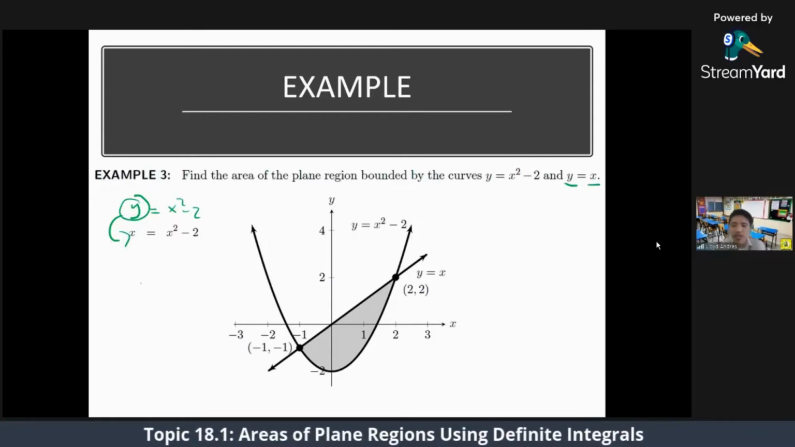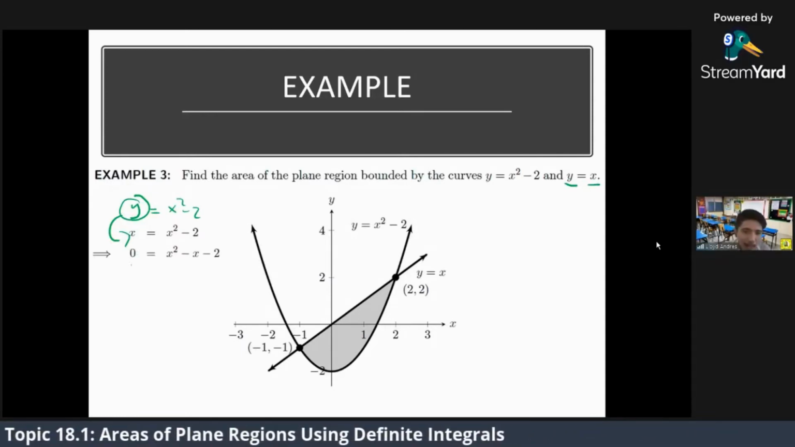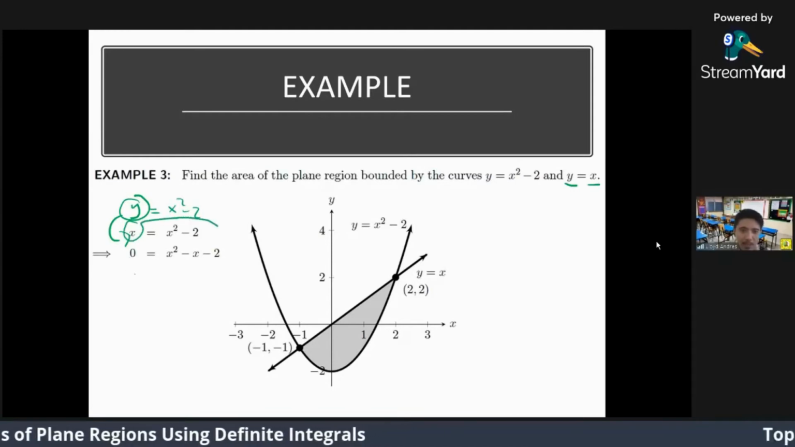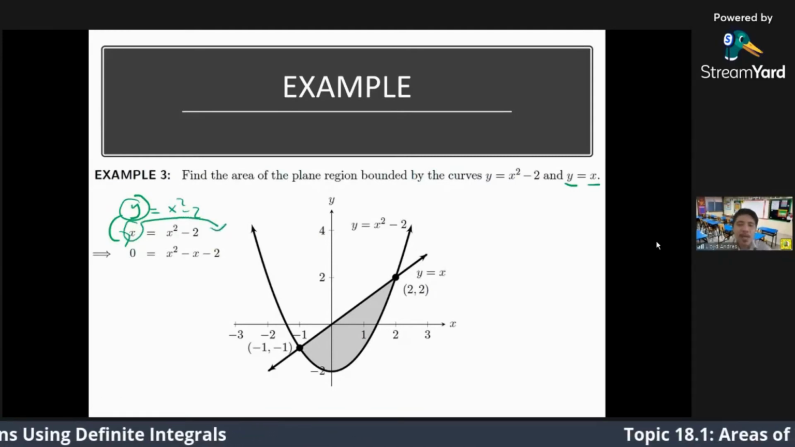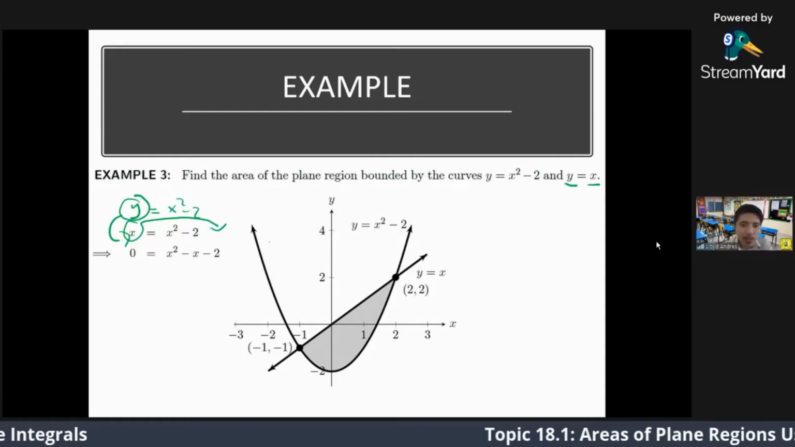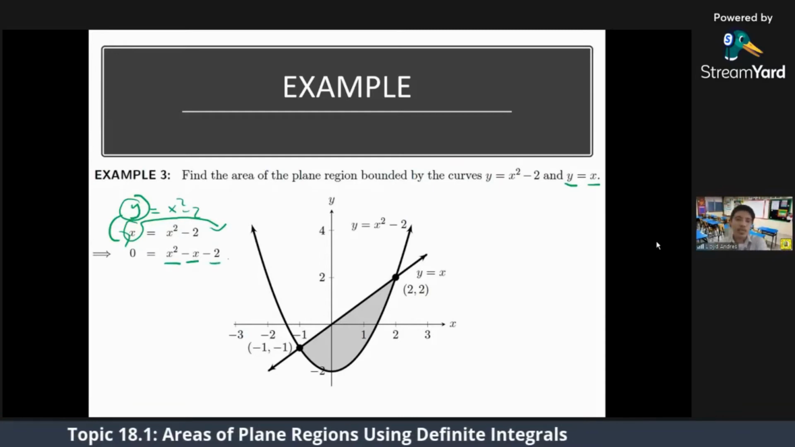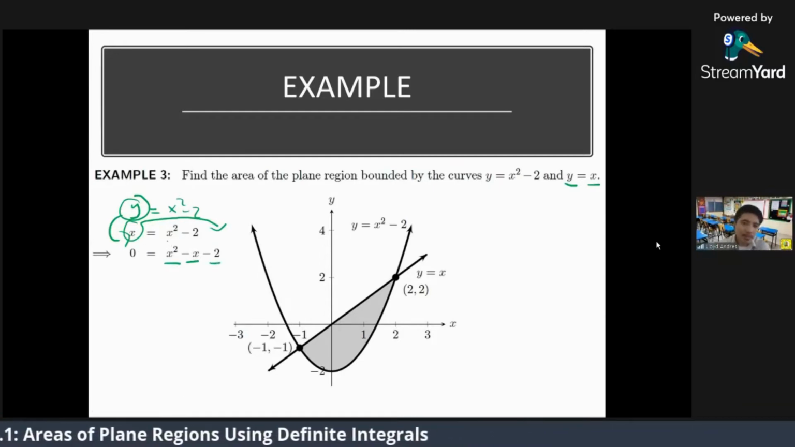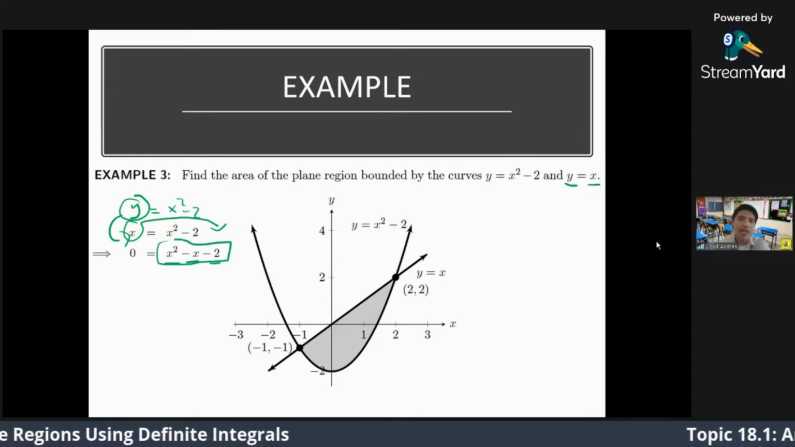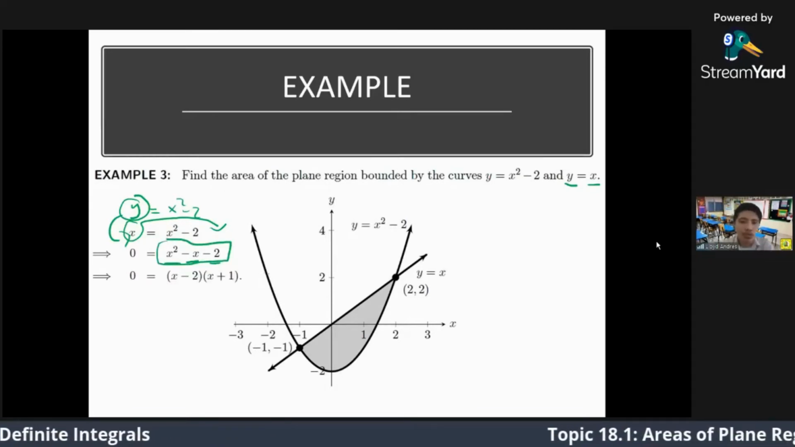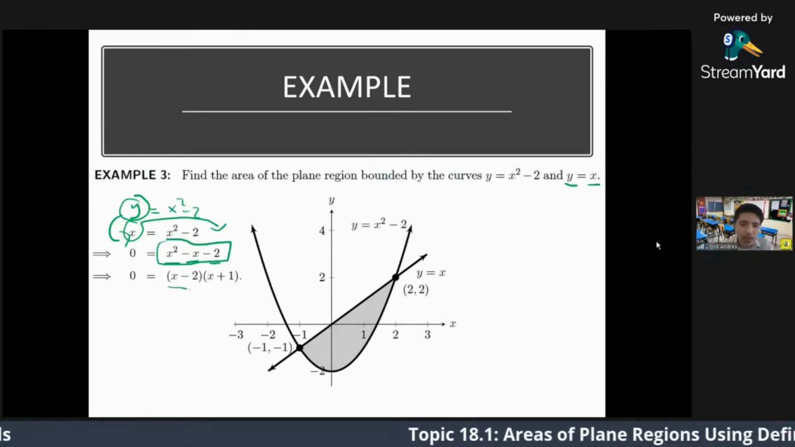Then after, he moved it to the other side by applying the addition property of equality. The x squared is positive, so it becomes negative, then negative 2. Since it is quadratic, he now applies the factoring method. So, by factoring, this is its factor.